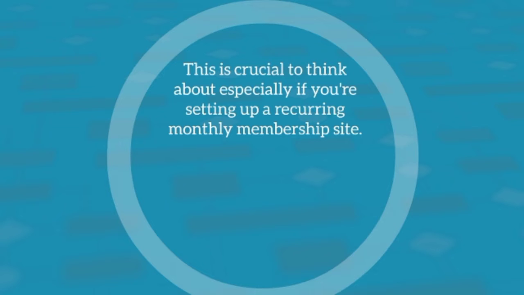That's something that you really need to figure out right now before you begin the setup process. This is a crucial thing to think about, especially if you're trying to set up a monthly recurring membership site where you earn profit every single month. If you want to do drip feeding, you need to know that ahead of time. And fortunately, the software that we will be using does offer some of these functionalities.